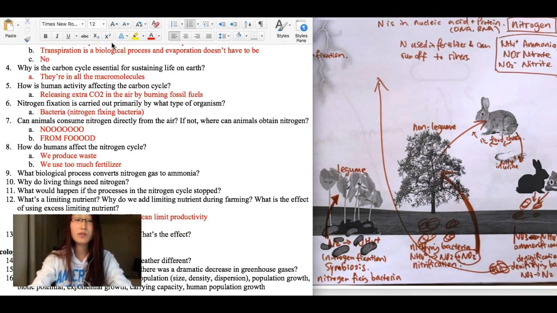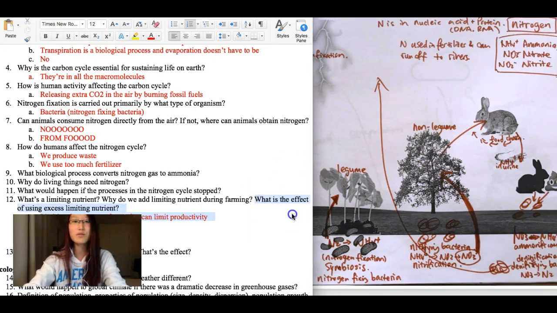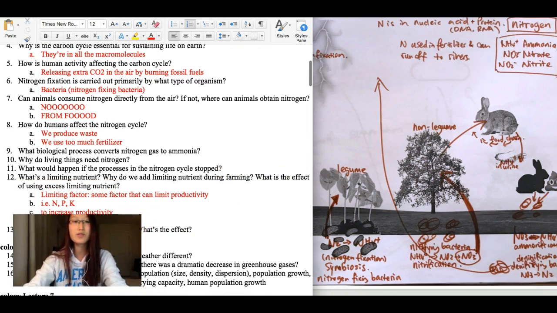So examples of limiting factors: there's nitrogen, there is phosphorus, and there is potassium. All those are important for plants to live, but we don't have enough of that in our soil a lot of the times. Why do we add limiting nutrients during farming? To increase productivity. What is the effect of using excess limiting nutrients? The answer will be algae bloom.